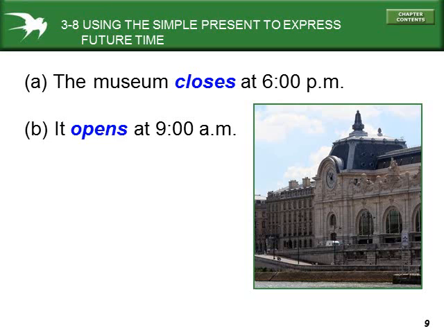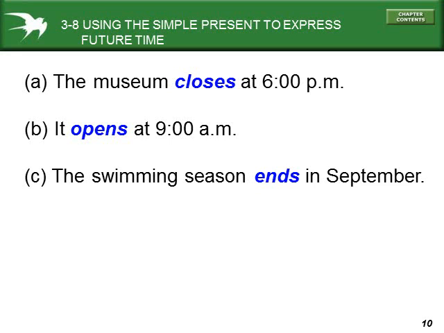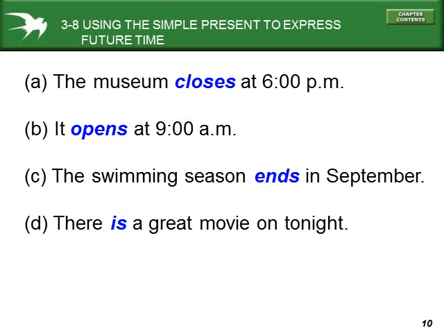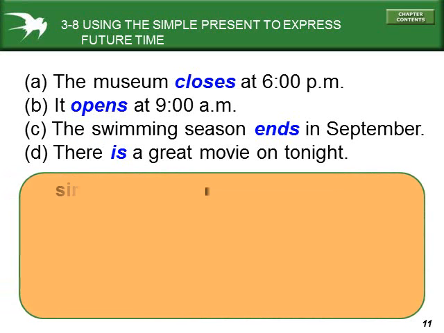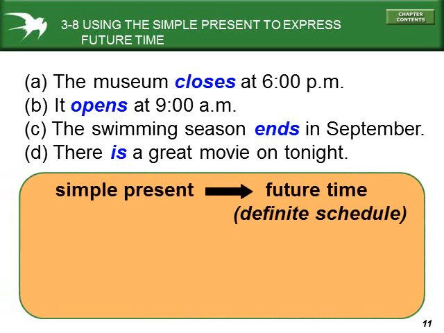But let's look at these examples here. The museum closes at 6 p.m. It opens at 9 a.m. The swimming season ends in September, or there is a great movie on tonight. In all of these cases, what we're talking about is a definite schedule. So the museum closes at 6 p.m. I can be talking about tonight, but I can use the simple present tense because I'm using a verb, "closes," that has to do with a schedule.